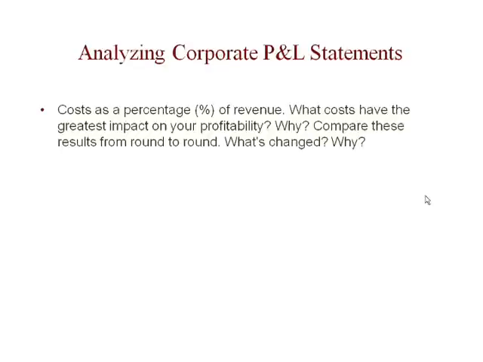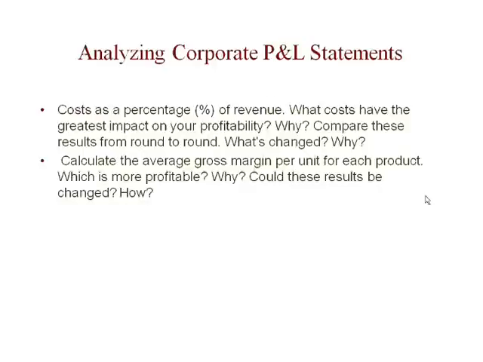So again, when you're analyzing corporate profit and loss statements, you would like to see the costs as a percentage of revenues. Just as in the case of product level profit and loss statements, here you would like to know which of these costs have the greatest impact on your profitability, why that is the case, and then try to understand the trend in some of these costs. You also want to see the gross margin per unit for each product. Which ones are more profitable, and why is that the case? Can there be something that can be done to change these results going forward, especially if the results are not in line with your expectations?